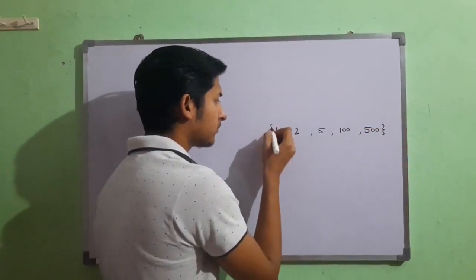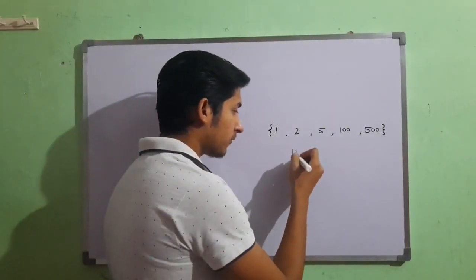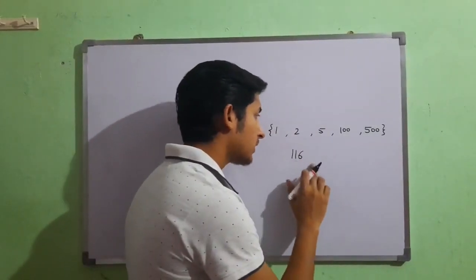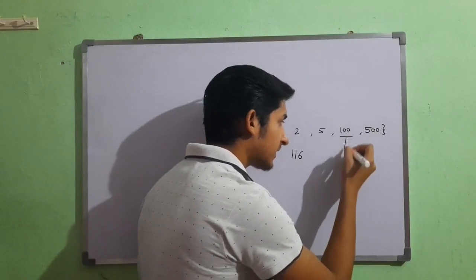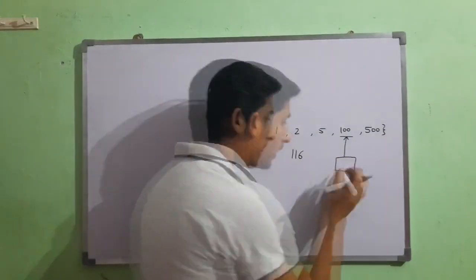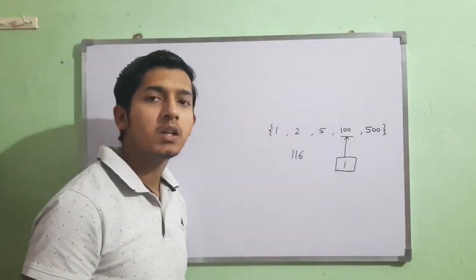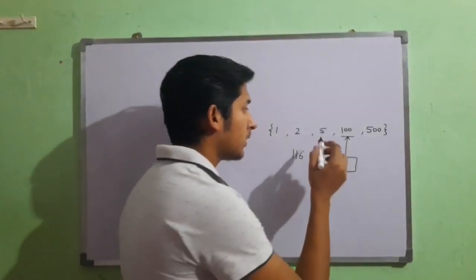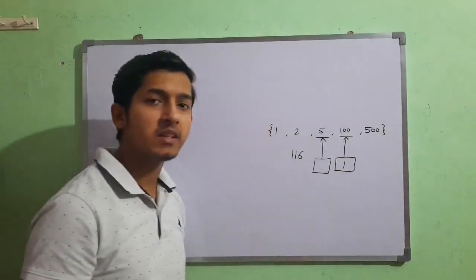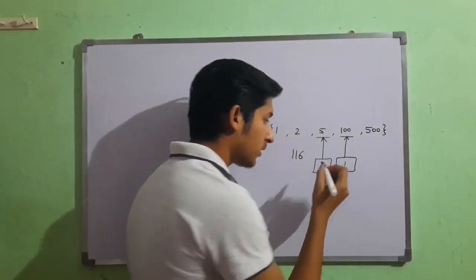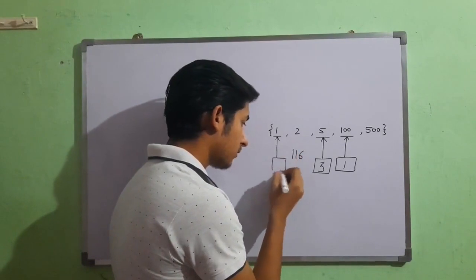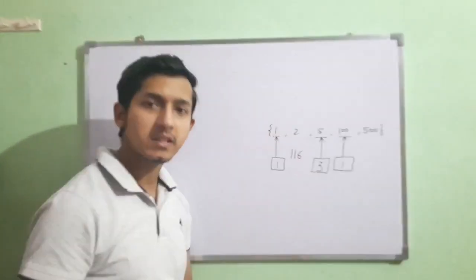Suppose I am to get the total of 116. I simply watch that 100 is the biggest number before this, so I'll take a bill of 100. Now I'm left with 16. The next smallest value is 5, so to get the sum 16, I can use 3 such bills. Now I'm left with 1. I will use this and I get the sum 116.